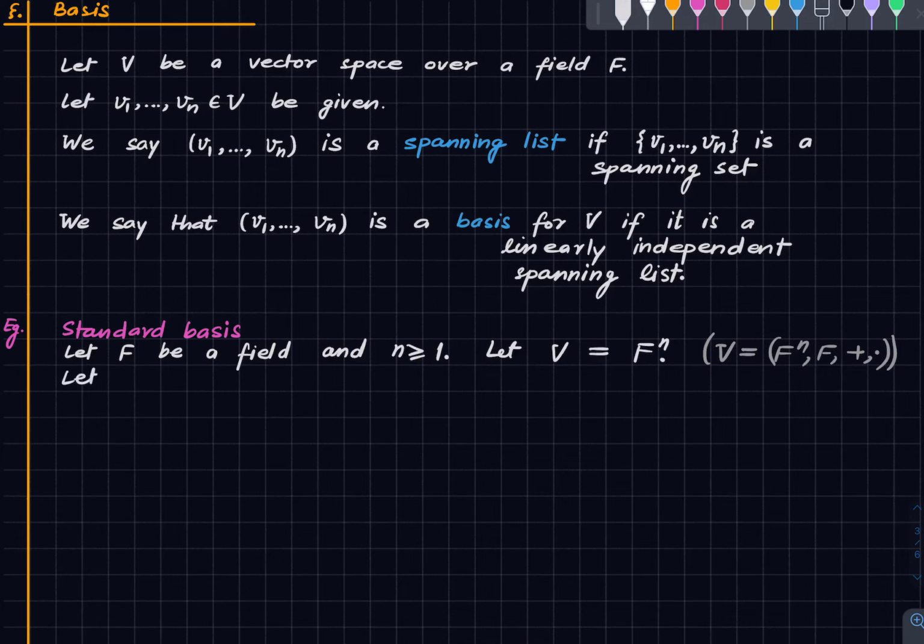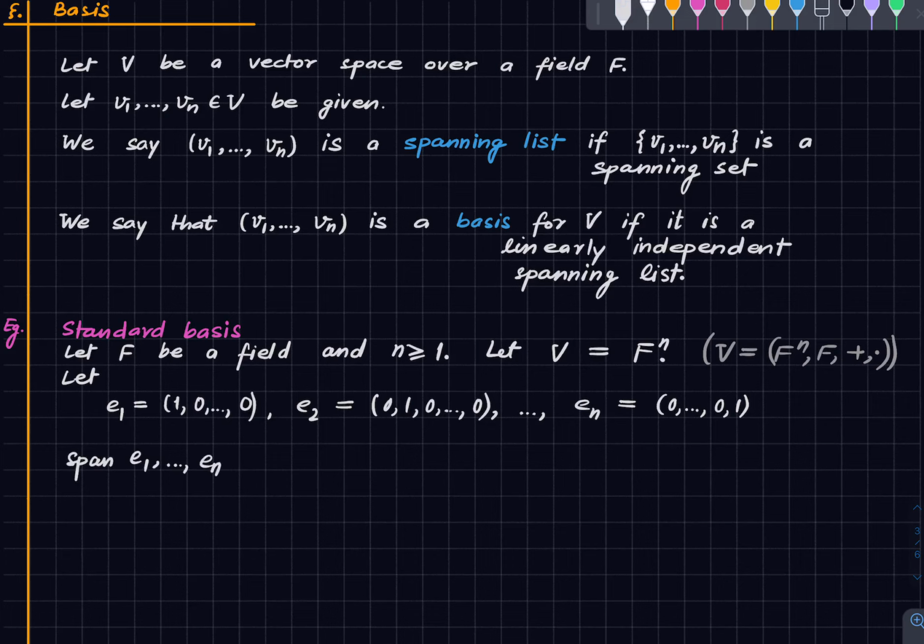So let E1 be this, E2 be that thing, and so on. And we have looked at these vectors earlier. These are just some vectors from Fn. And I think we have previously commented that the span of these vectors is everything. That's absolutely trivial. So if you don't immediately see it, you should spend time on it.